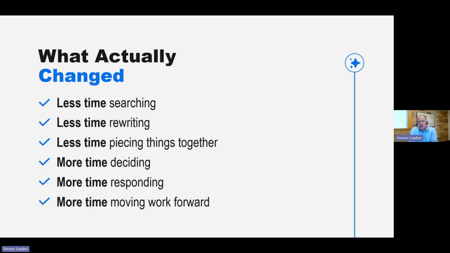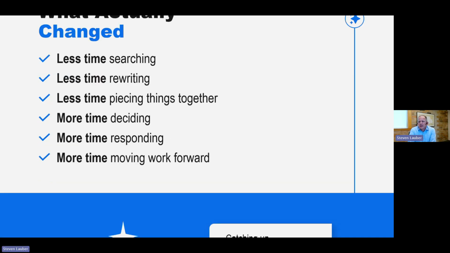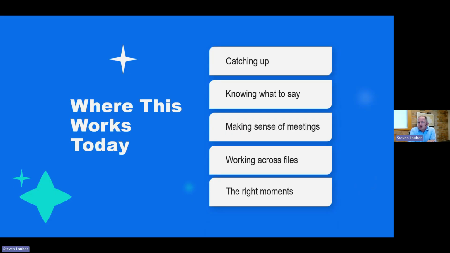Yeah, so when you're looking at that demo, what actually changed in these examples, maybe compared to what it would be like without a tool like Copilot? This isn't magic, not automation for the sake of automation. What changed is that less time was spent searching and rewriting and piecing things together manually. And that creates more time for the things that actually matter, like deciding and responding and moving work forward. That's the practical payoff.